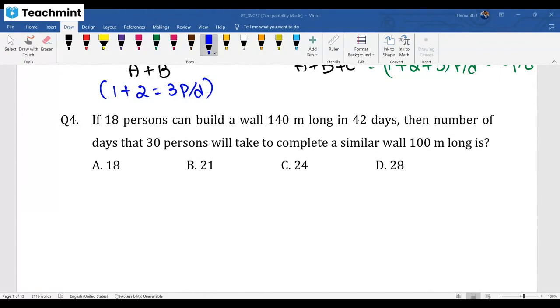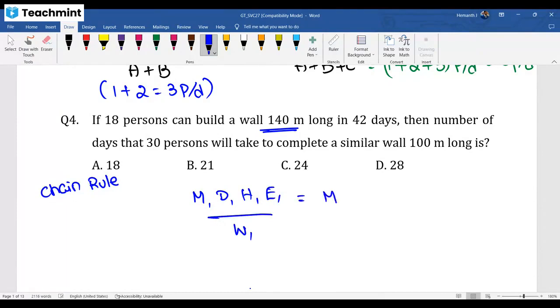So this is a question related to the chain rule in time and work. If you see the question, 140 meters long, this is the work you have to build. If you recall in time and work, there is a concept called chain rule. In chain rule, it is given how many members, how many days. Here hours is not mentioned, so you can cancel it. Whenever chain rule comes, I write the entire input, but if things are not given, you can ignore them.